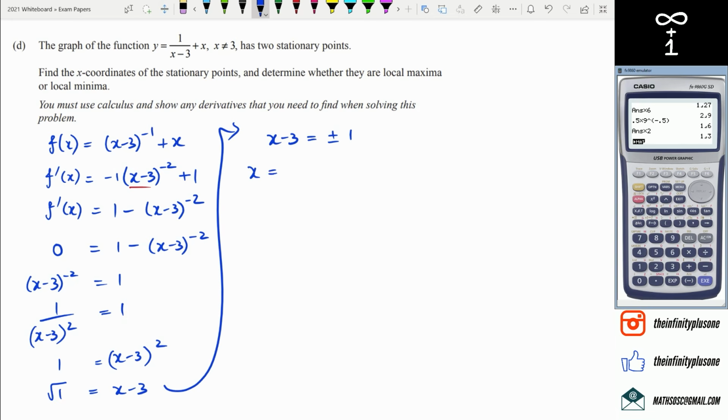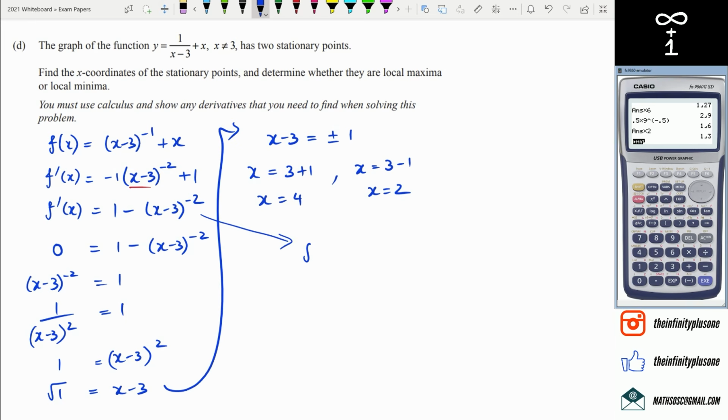So my first answer is going to be 3 plus 1, and my second answer is going to be 3 minus 1. So x is equal to 4 and x equals 2. So these are my two values of x for the stationary points. Now I'm going to double differentiate to try and figure out which one is the maximum and which one is the minimum. So I'm going to use this thing right here.